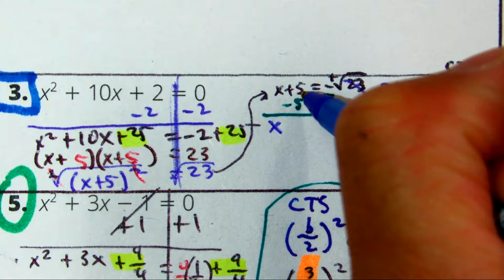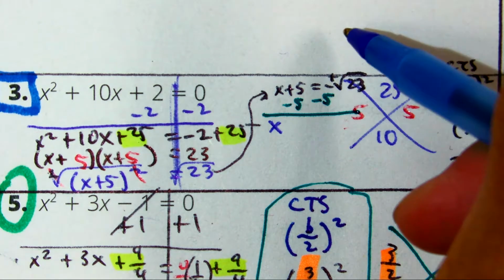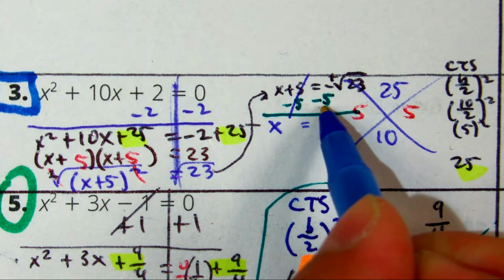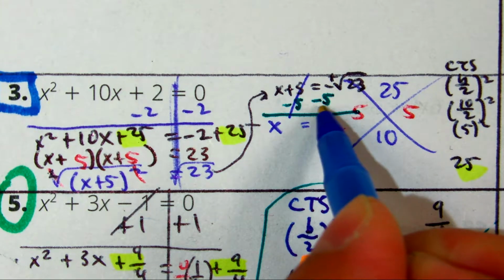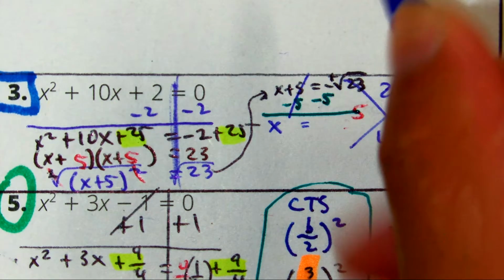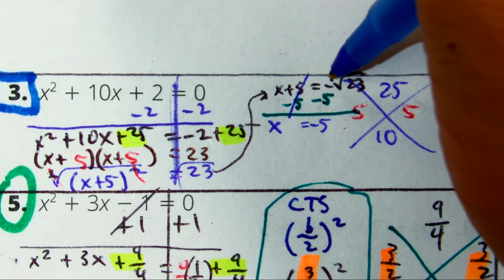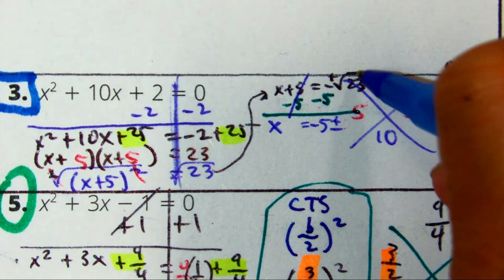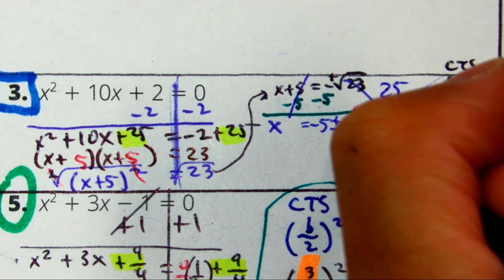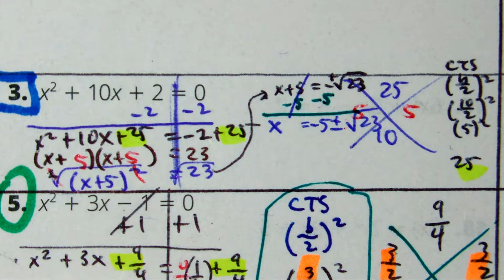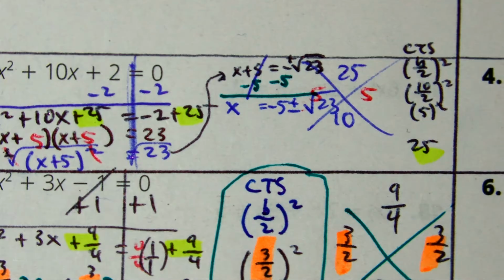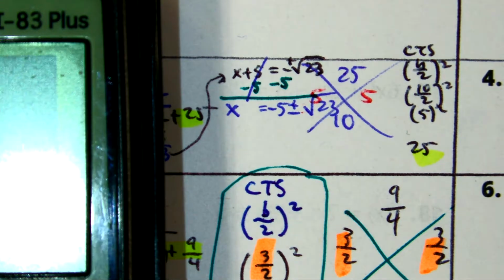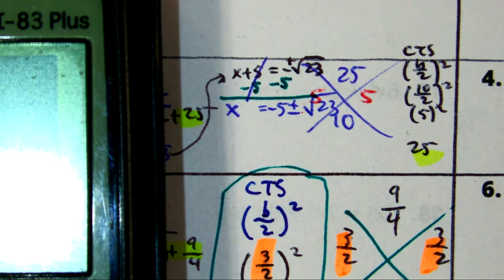X plus 5 minus 5 equals 0. And then we have this, which is negative 5, this symbol, plus or minus radical 23. There we have an exact answer. Now we can just put it into our calculator. Negative 5 plus radical 23.